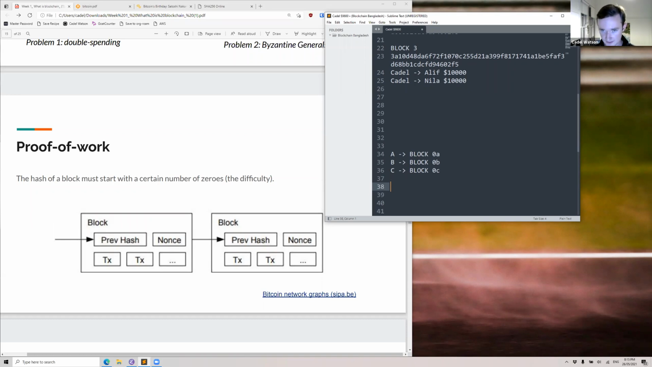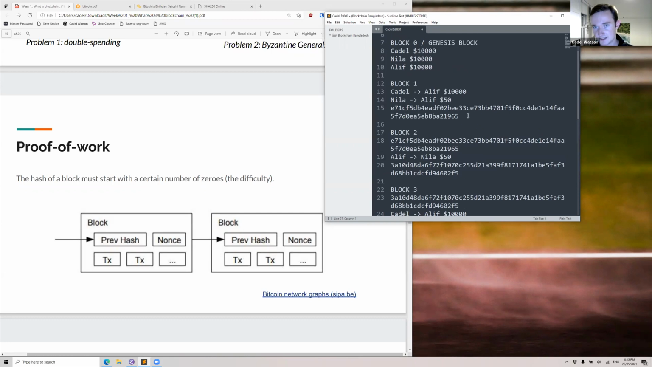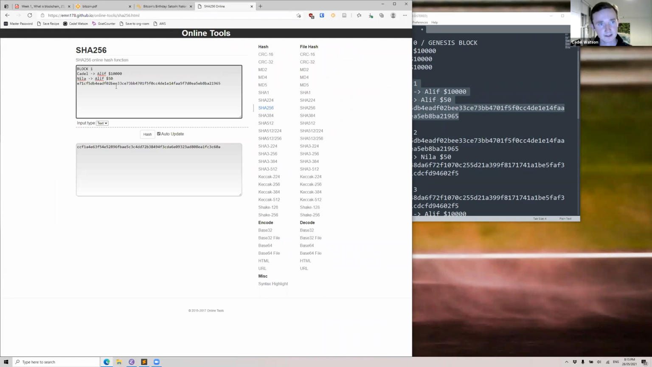So the way proof of work operates is that if I take, say, our example block here, block 1, I'm going to add to it one more item. We've currently got all our transactions and the hash of the block. I'm going to add one more item, which is called a nonce. And the nonce will start at 0.